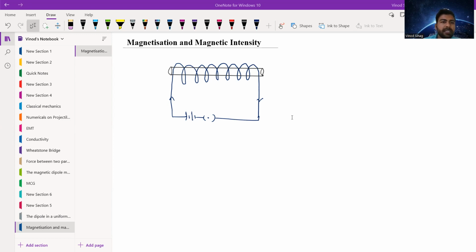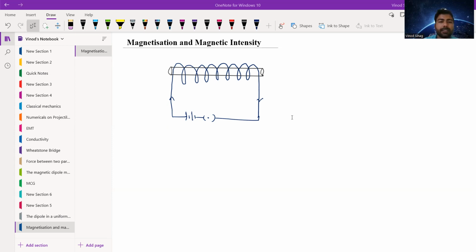So today in this video, we will study magnetization and magnetic intensity. We will study what is magnetization, what is magnetic intensity, and what is the correlation between magnetization and magnetic intensity, and how it works. In CBSE board exams, one question definitely sometimes comes from this topic. There is a lengthy proof for the equation B equals mu H that we are going to derive here.